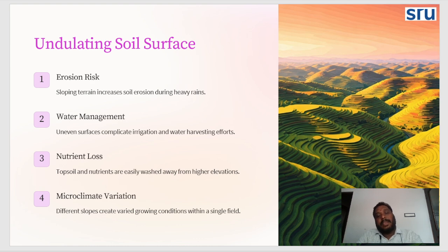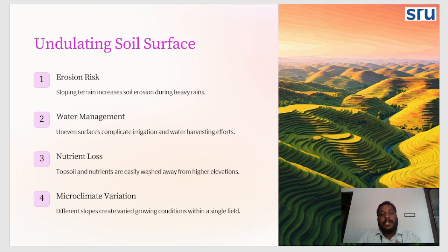Next is water management. Uneven surfaces complicate irrigation efforts. It becomes very tough for the people doing agriculture in those areas, especially in sloping and hilly areas. It won't be easy for them to manage the water. Next, as erosion is the key one, it also affects the nutrient capacity of the soil.